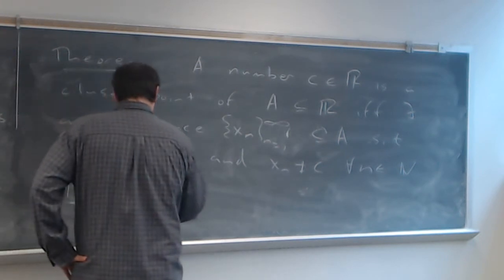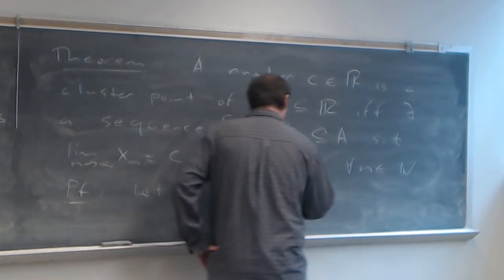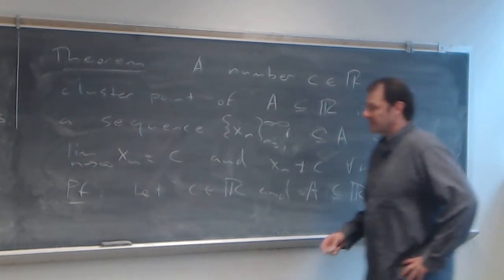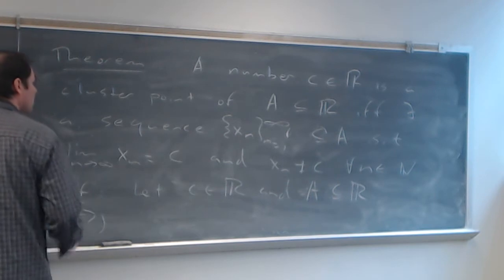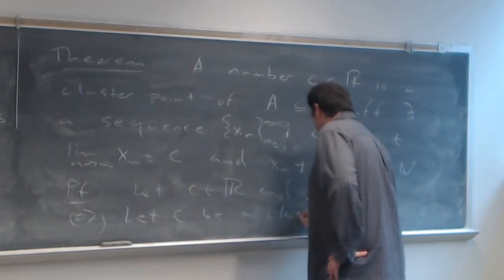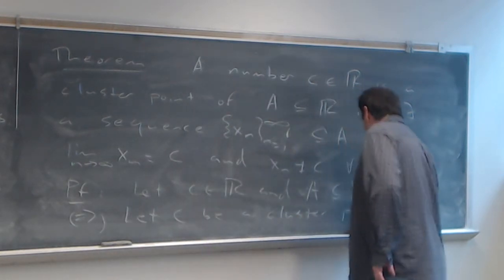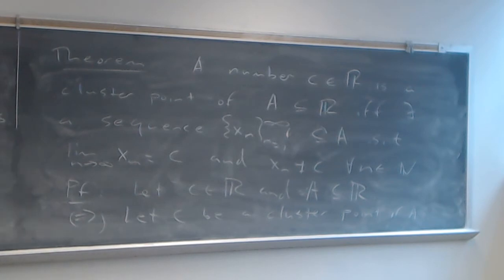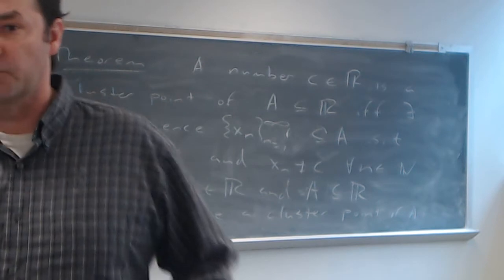So here I'm going to let C be an element of R and A be a subset of R. Now, we have an if and only if statement, so to prove this direction, we're going to let C be a cluster point of A. What is it that we've got to prove? We've got to show there's some sequence from A whose terms are all different from C, but that sequence converges to C. That's what I've got to produce for this direction of the proof.